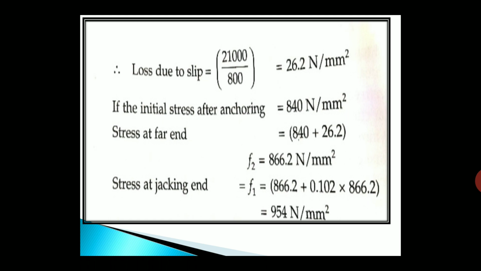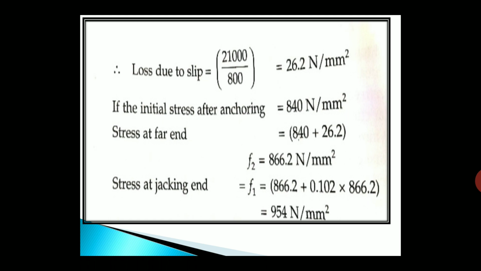954. Once you are applying a stress of 954 at the jacking end, at the far end you will get a stress of 866.2, and it will undergo the losses due to slip as well as losses due to friction, and an effective stress of 840 remains in the wire to carry your loading.